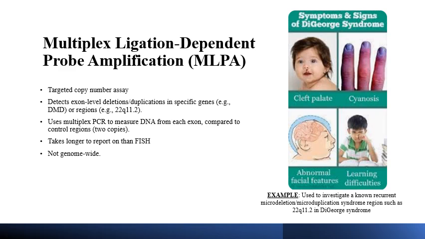MLPA actually uses PCR to amplify the DNA, whereas FISH doesn't need to amplify DNA. And it measures DNA from specific regions, such as the 22q11.2 deletion in DiGeorge syndrome. And I'll show you an example of an MLPA image of an abnormal result in the next slide.